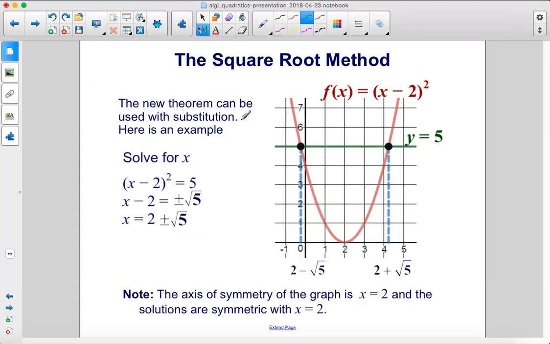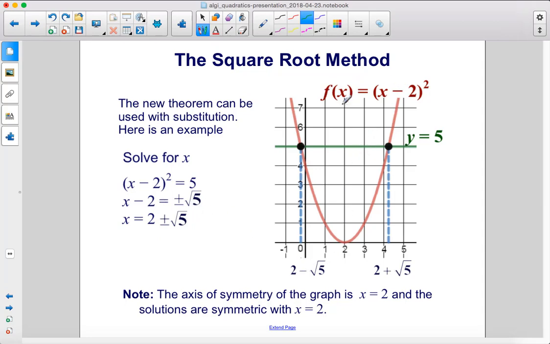The new theorem can be used with substitution. Here's an example. Solve for x. So all we've done is replaced x with x minus 2, and that would lead us to the next step, which would say that x minus 2 equals positive or negative square root of 5. So our answer ends up being 2 plus or minus the square root of 5. We move this 2 over to the other side.